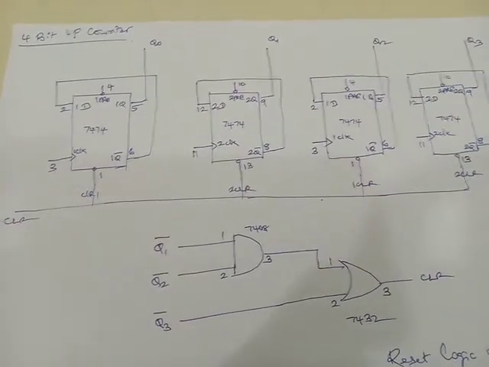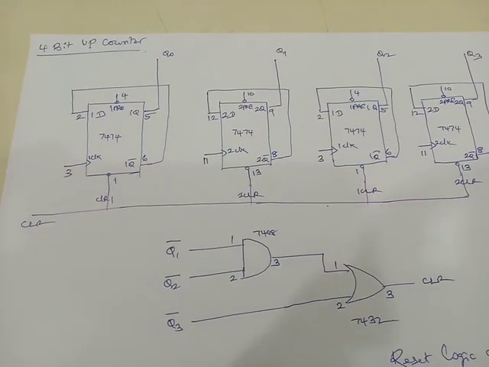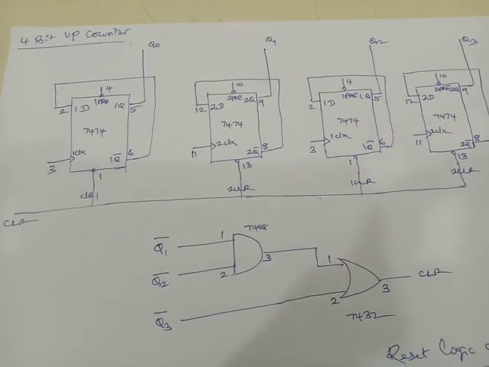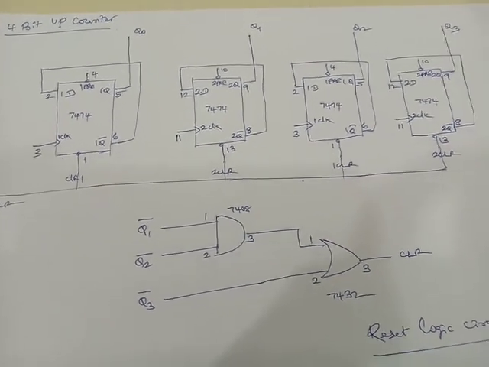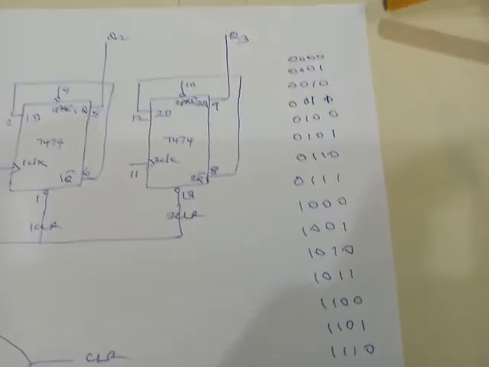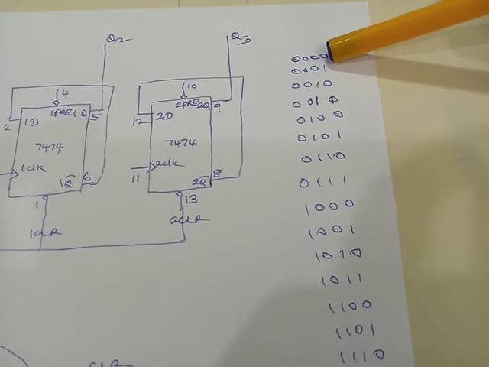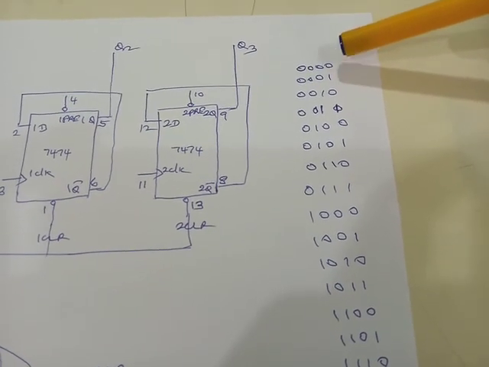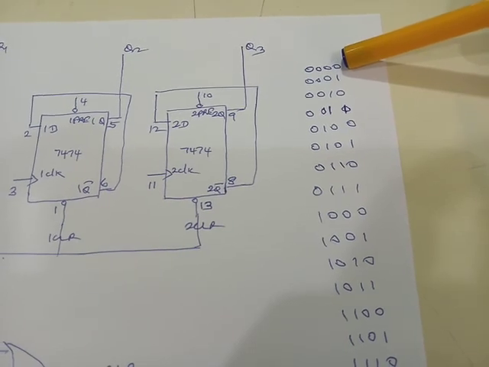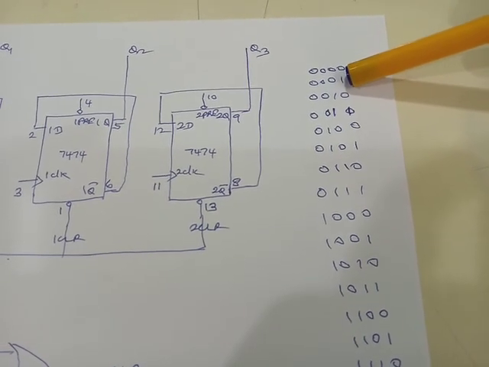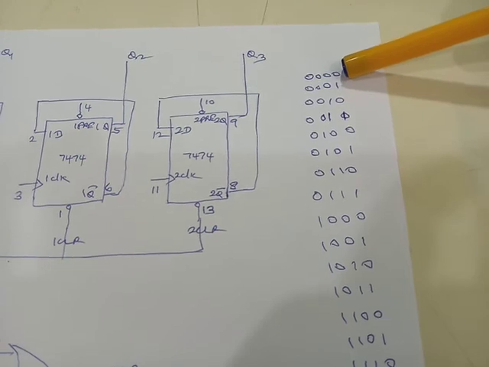Good morning, guys. In this video, we are going to discuss the 4-bit up counter. So, what is a 4-bit up counter? A 4-bit up counter means it has four output bits. If you give one clock pulse, your counter value will start increasing.